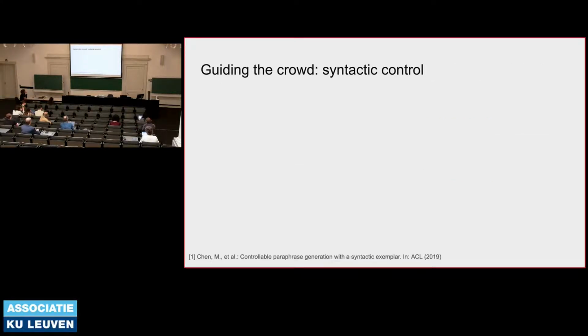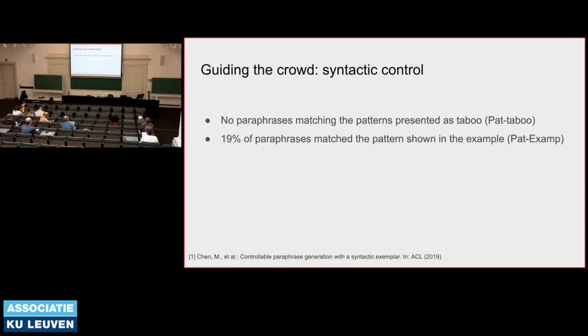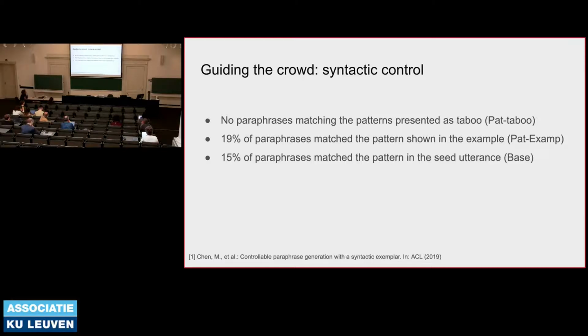We analyzed the effectiveness of the proposed pipeline to steer the process towards syntactic variation by assessing the syntactic control introduced by the prompts and also the impact on diversity. We found that no paraphrases match the patterns presented as taboo in the taboo patterns condition. 19% of the paraphrases match the pattern shown as example in the patterns by example condition, and for reference, 15% of the paraphrases match the pattern in the seed utterance for the baseline condition.